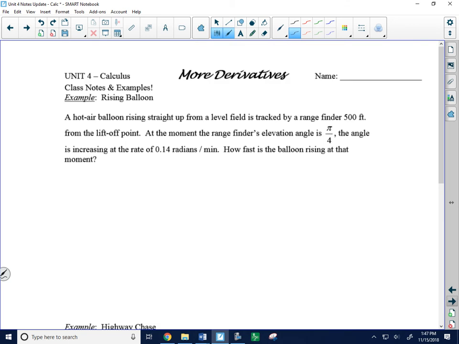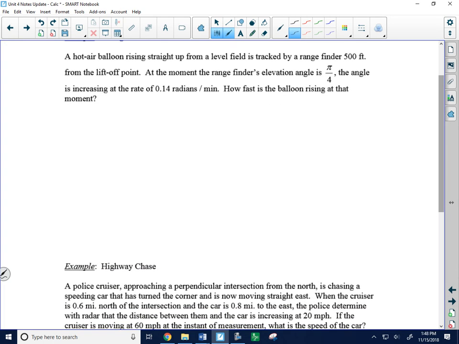So let's turn it over to the top one on the next page to finish up. A hot air balloon rising straight up. So a hot air balloon off the ground. It's a hot air balloon, clearly. Okay, let me draw the little wicker basket thing.